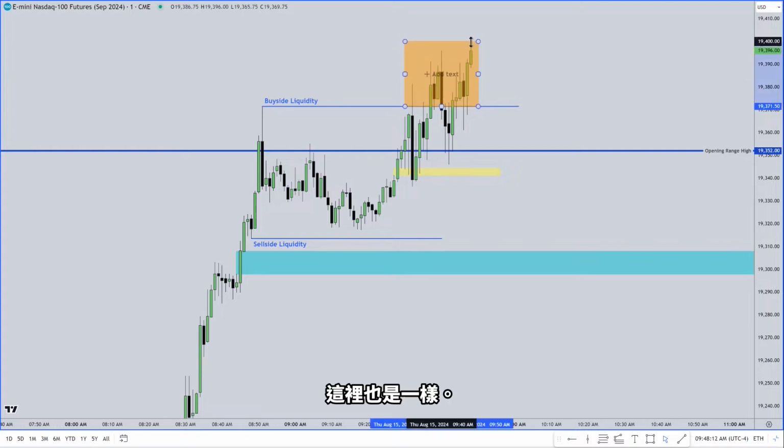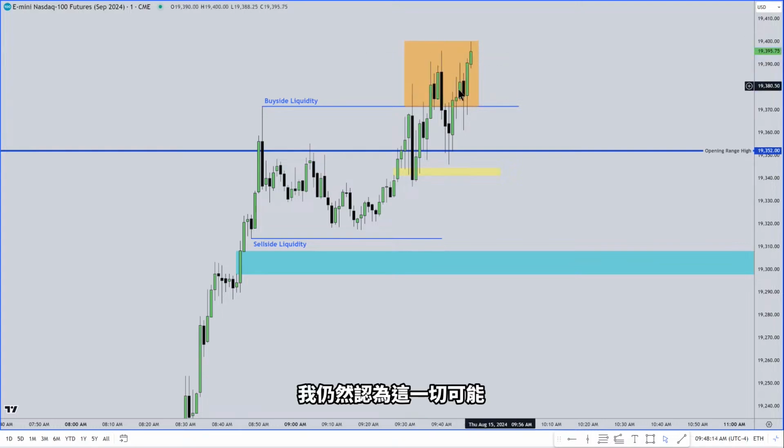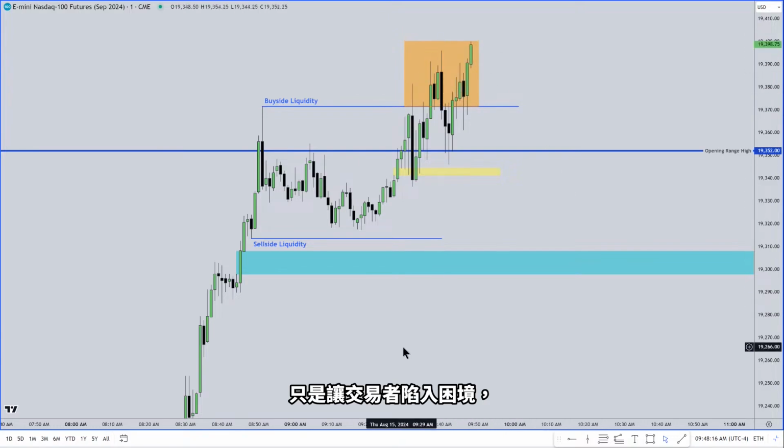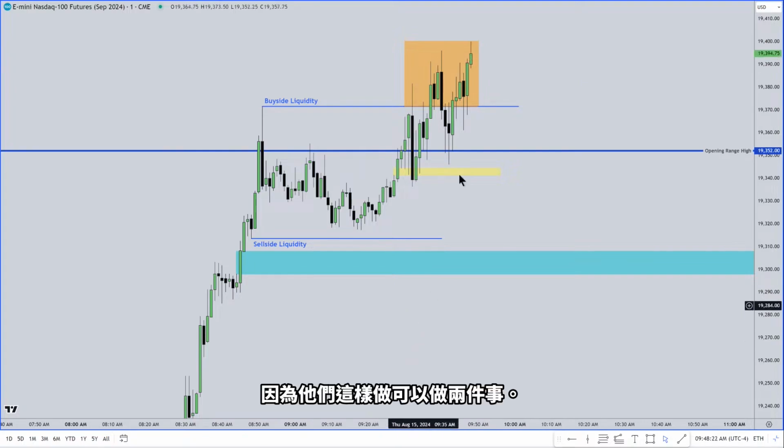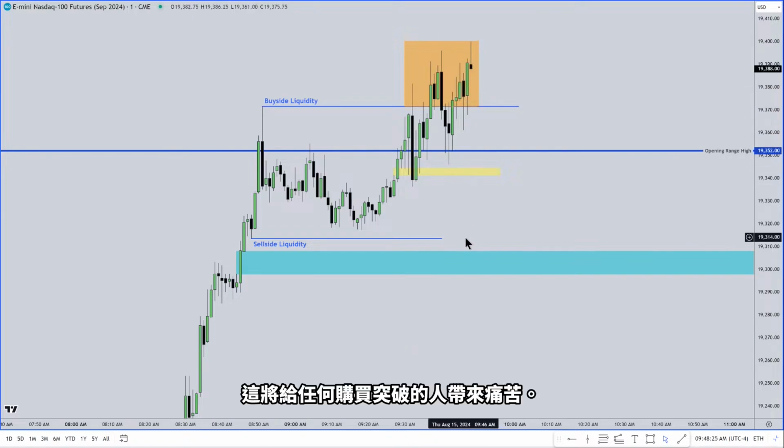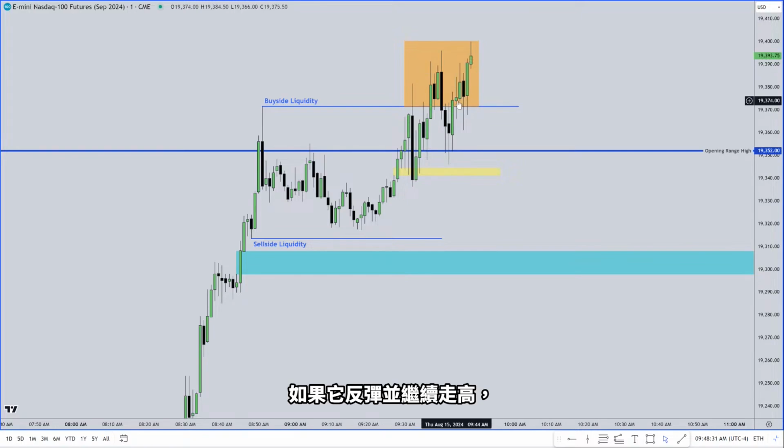So same thing here. I'm still viewing this as all of this could potentially just be holding traders in, trapping them at a higher price, and then rake them lower, because they could do two things by doing that. Number one, it's going to cause pain for anyone that bought a breakout. I'm not interested in buying a breakout. If it rallies and keeps going higher, it's okay. It's a move that I'm not a part of.